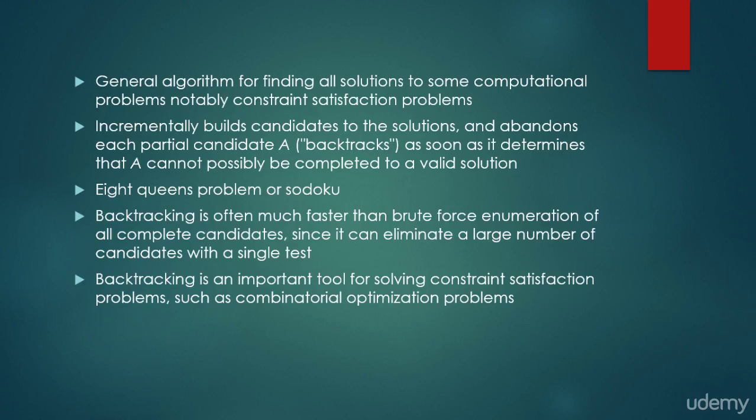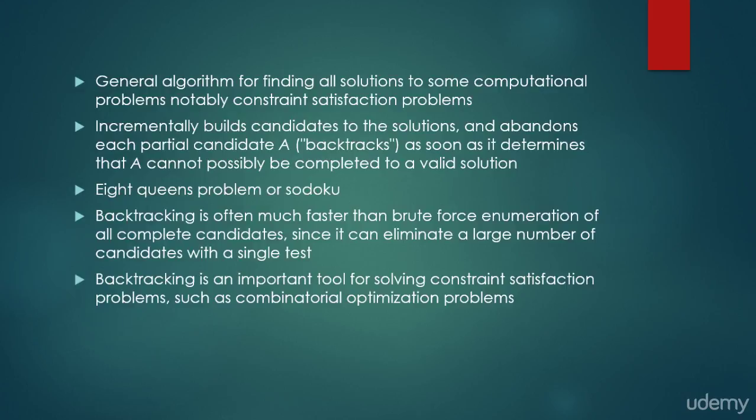It's a general algorithm for finding all solutions to some computational problems, notably constraint satisfaction problems. It incrementally builds candidates to the solutions and abandons each partial candidate A, so it backtracks, as soon as it determines that A cannot possibly be completed to a valid solution. For example, the 8 queens problem and the Sudoku rely heavily on this backtrack algorithm.